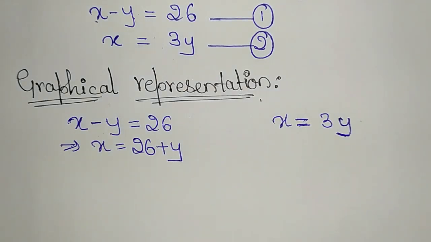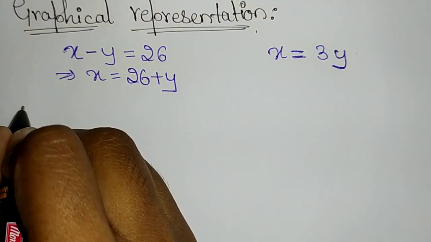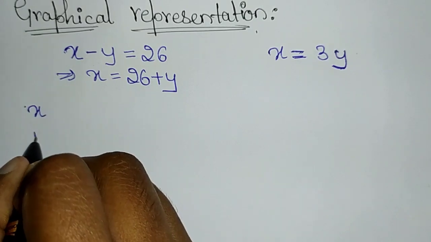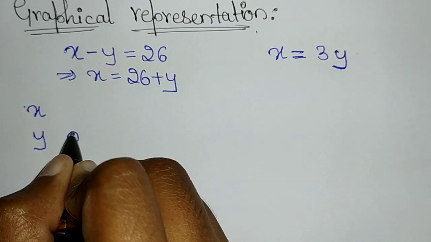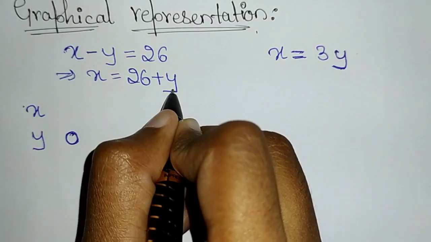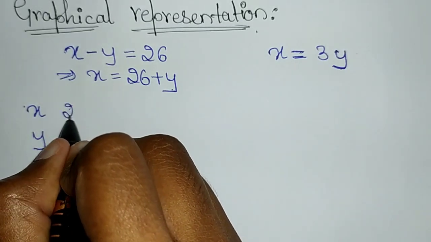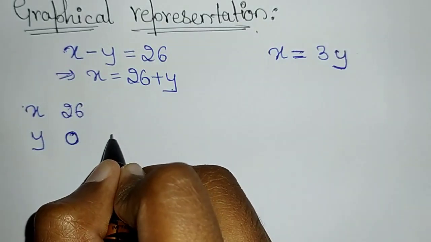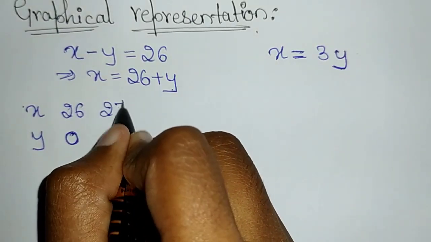So now let us determine the points for this. How do we determine the points? For each equation separately, not together, separately. For the first equation, write the values of x and y. So when y is equal to 0, 26 plus 0 is 26. x is equal to 26. When y is equal to 1, x is equal to 27.